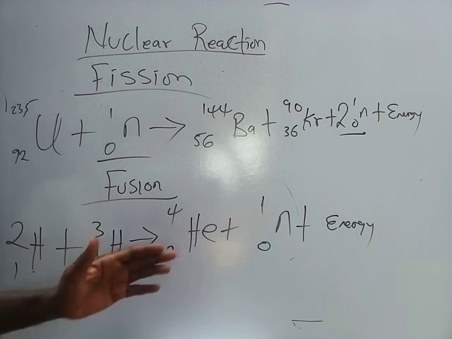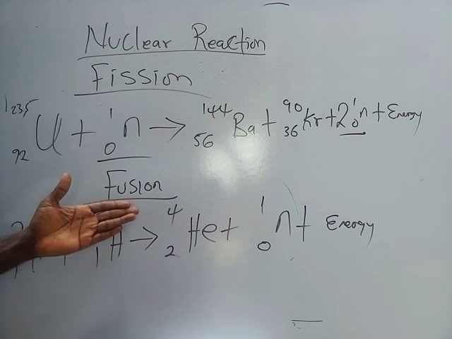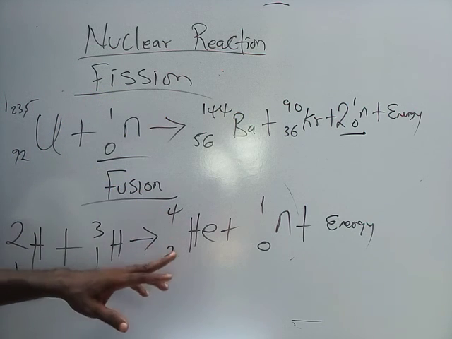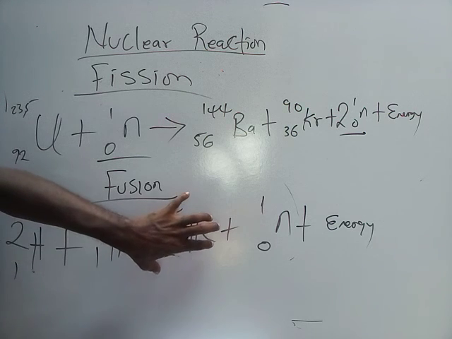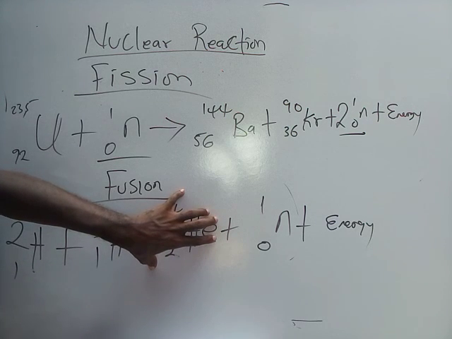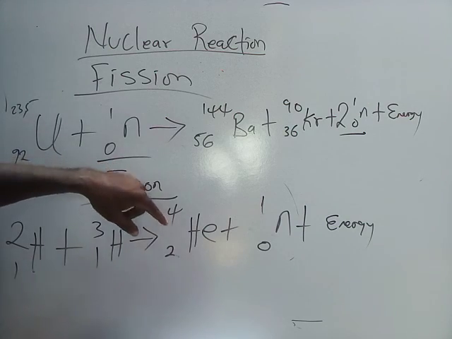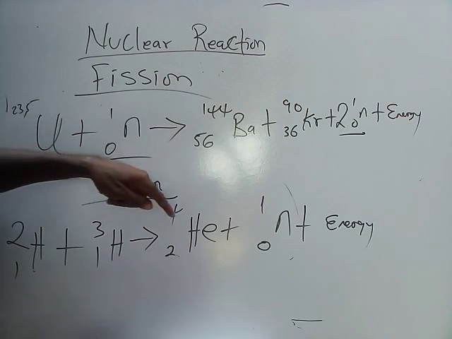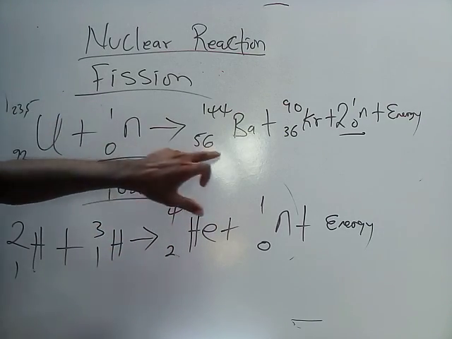So nuclear reactions, which could be fission or fusion, occur with a loss in mass. The total mass here is 5, 2 plus 3. But here we have 4. The neutron has been released, so there's a loss in mass between this element and these two elements.